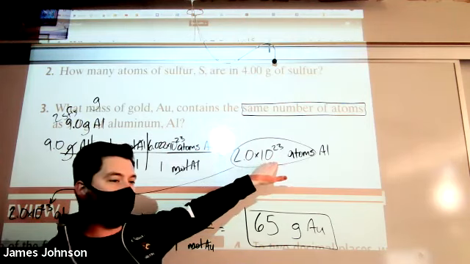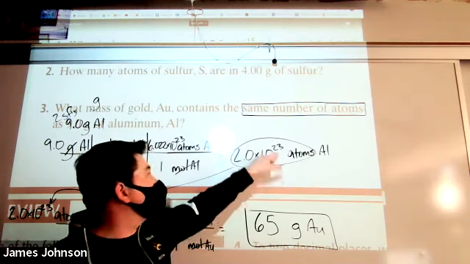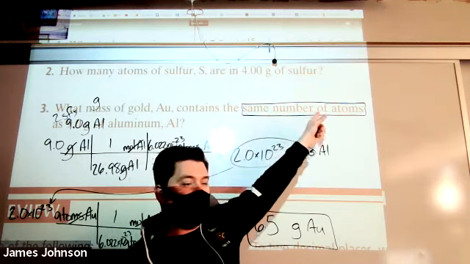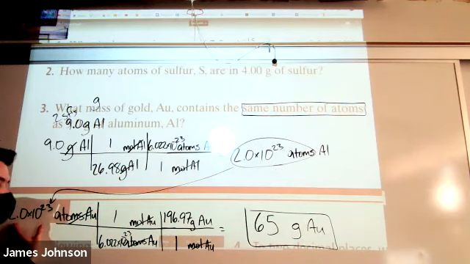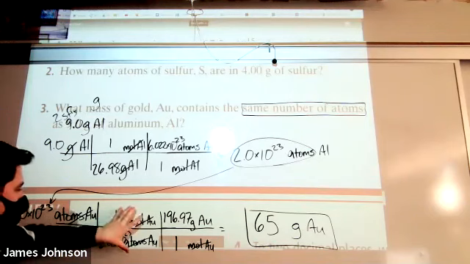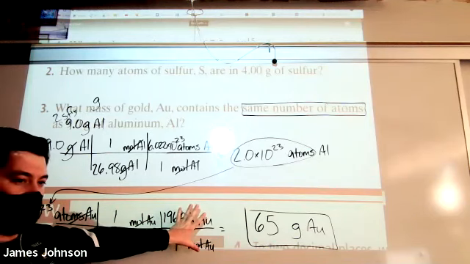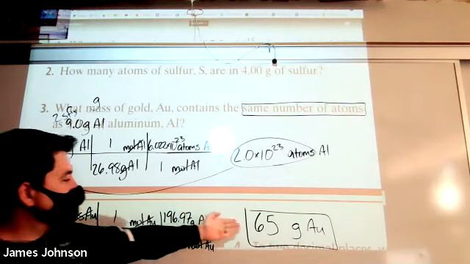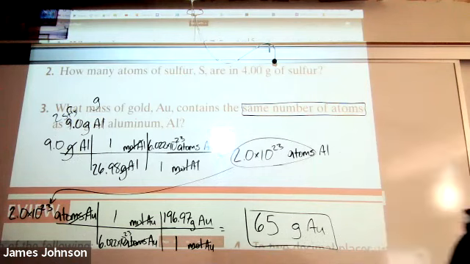Once we knew the number of atoms, we therefore knew the number of atoms of gold, because again, the question said same number of atoms. And then we could start another conversion process and convert atoms of gold using, again, Avogadro's number and the molar mass of gold from the periodic table. Consider the appropriate number of significant figures, and we come up with 65 grams of gold.